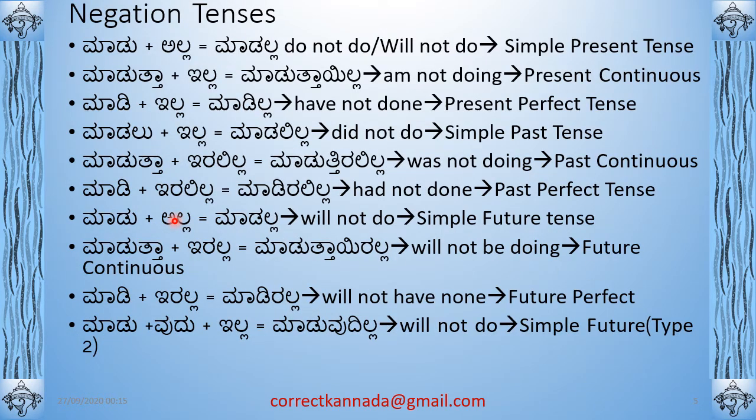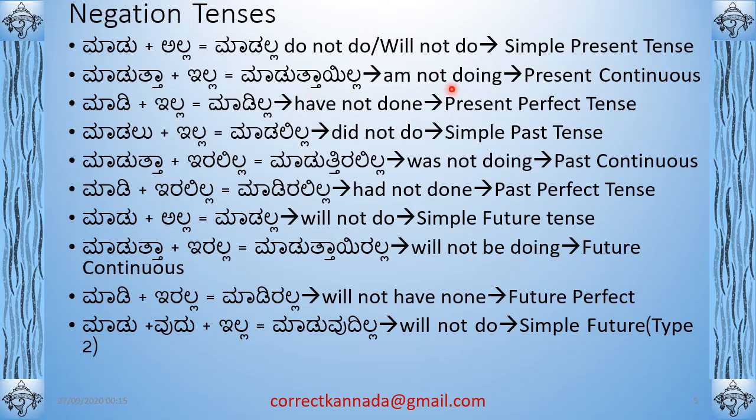Okay, negation of tenses. So we are done with the illa and Allah differences. Now negation using tenses, this is the second topic. So madu plus Allah, madalla. We are going to give all the nine tenses and how we negate them. Madalla means do not do, will not do. Now the simple future and simple present use the same expression. You just have to take the madu and add Allah to it.